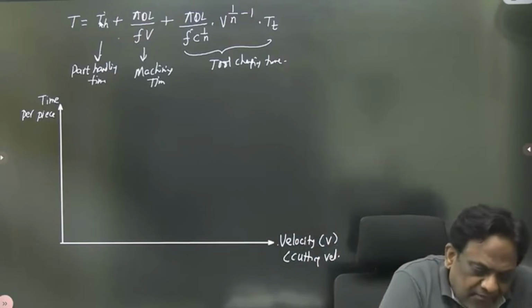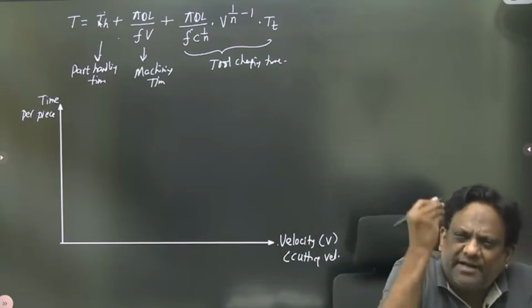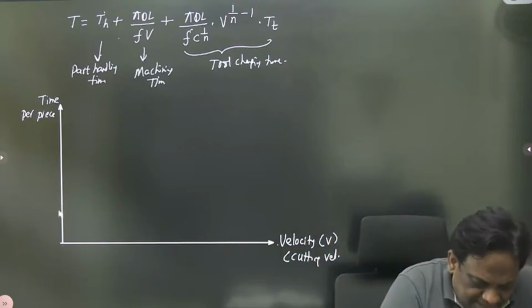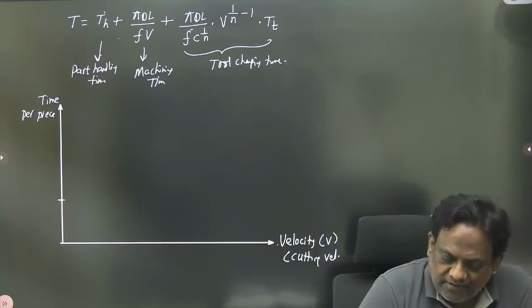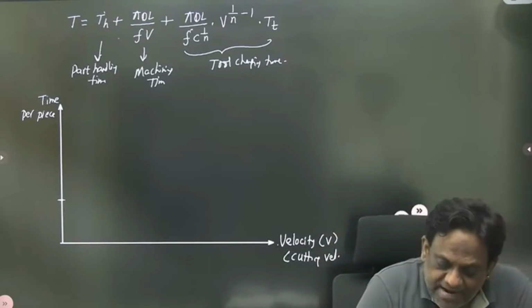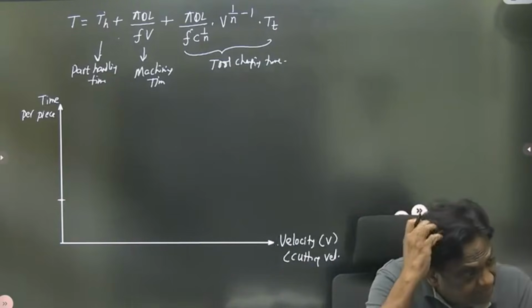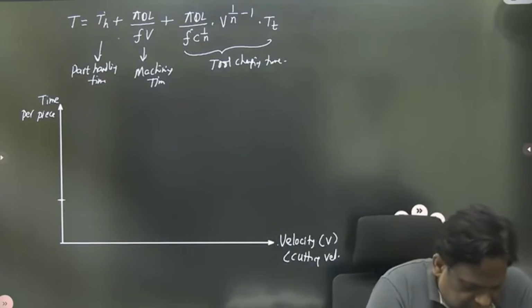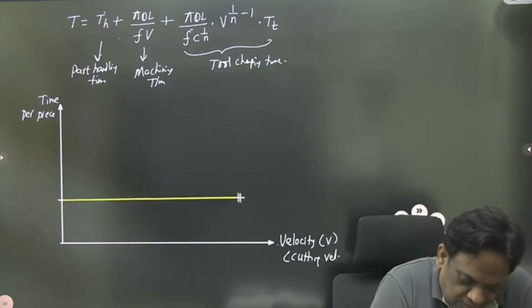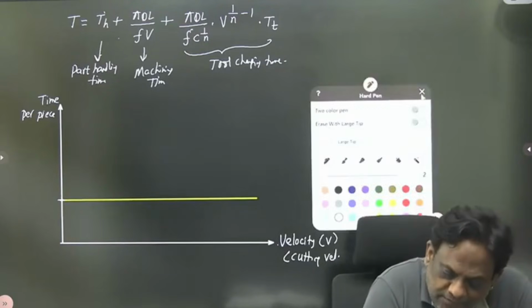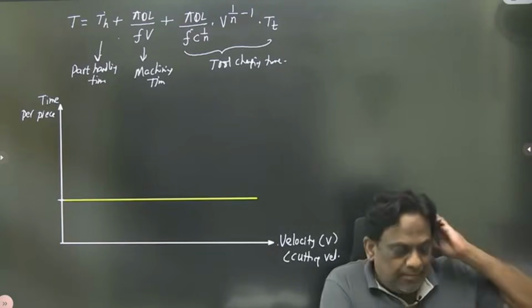So this time, for example, let us say is 2 minutes. On this axis, I'll take 2 minutes. And you know very well, it is independent of velocity. So this is non-productive time. This is also called non-productive time.